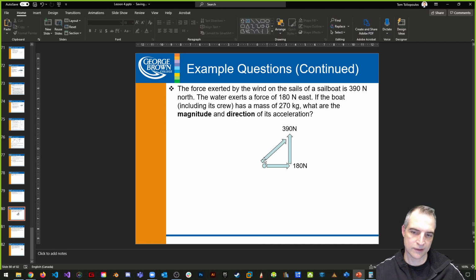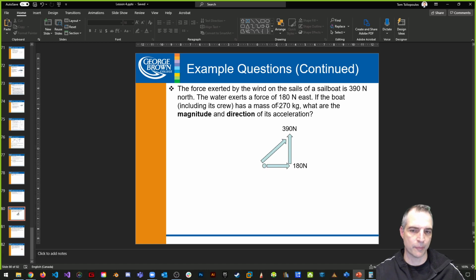So this is the magnitude and direction of these two things combined. We know that this is an angle, right? What we want to do is we have 180 and 390. We know that c squared is equal to a squared plus b squared. So therefore, what would be the amount of newtons in this direction? What we would try to do is solve the triangle. That's the best way to do it.